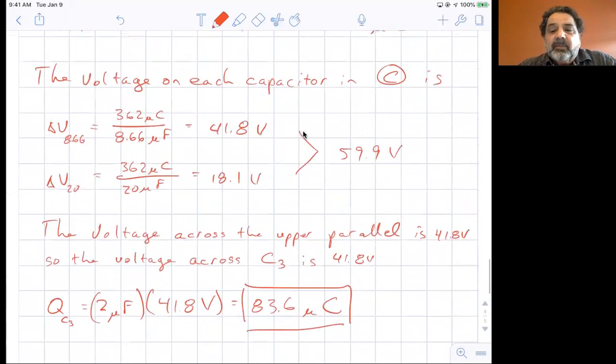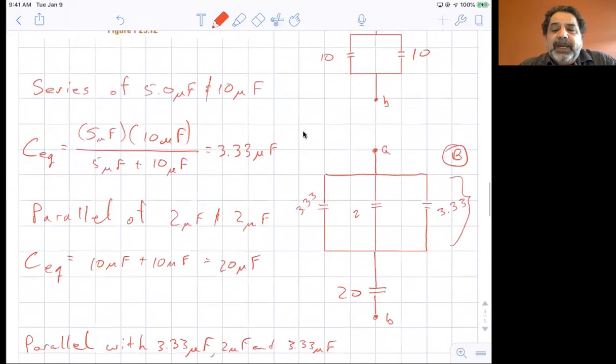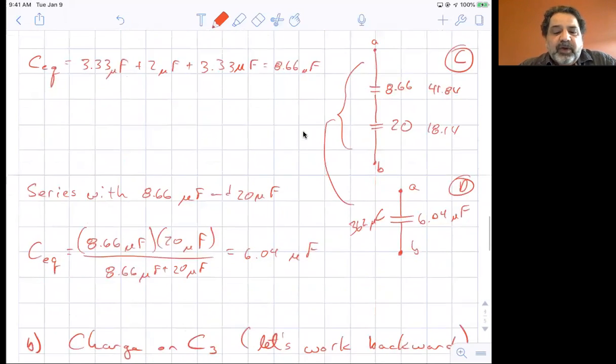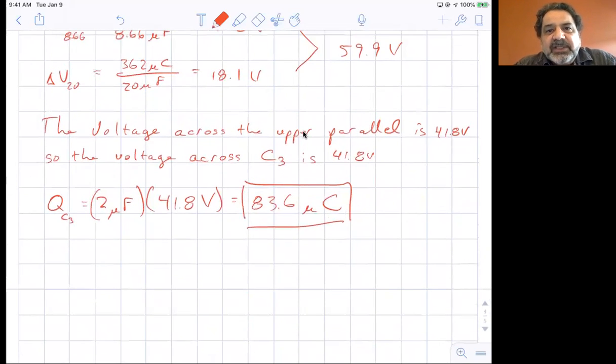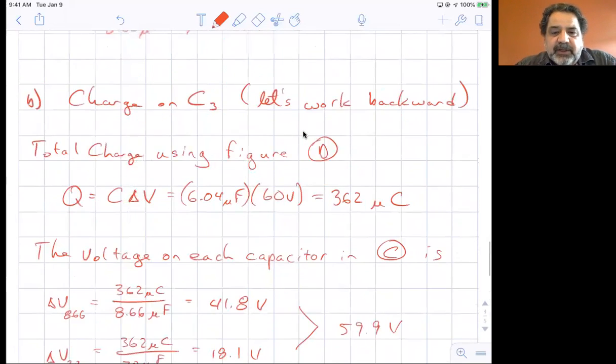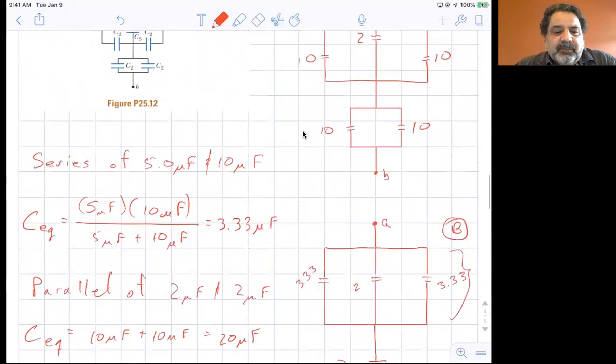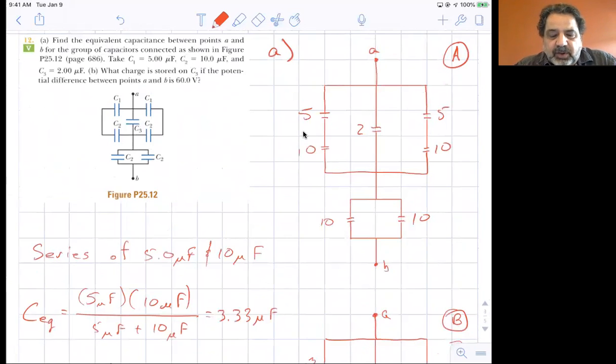It's a little tedious. It took 2 pages to do it in 4 figures, but if you just do it step by step, you can get it done. It's a little tedious, but it's doable. So that's how we approach these parallel and series circuits with capacitors.